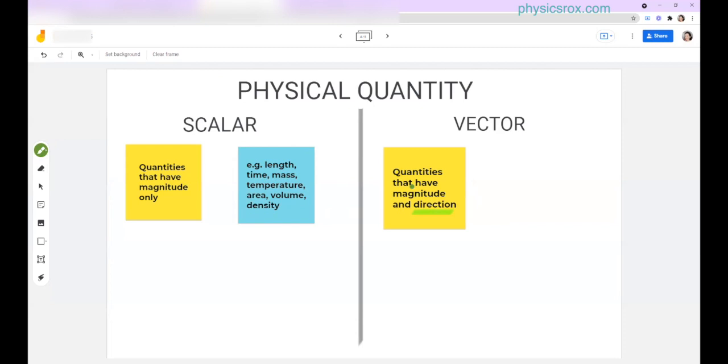Like time. Where does time have direction? Direction means what? Go left, go right, go up, go down. Time is just you start the stopwatch and see how much time has passed. There's no direction. Length, like when you measure the length of your book, where is the direction? Go left, go right? How you measure is also the same.